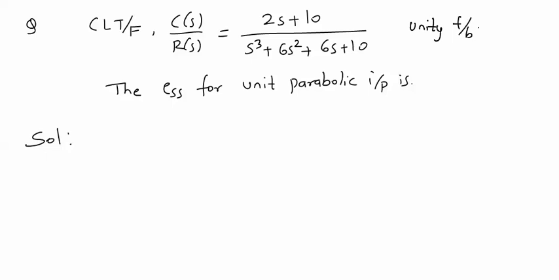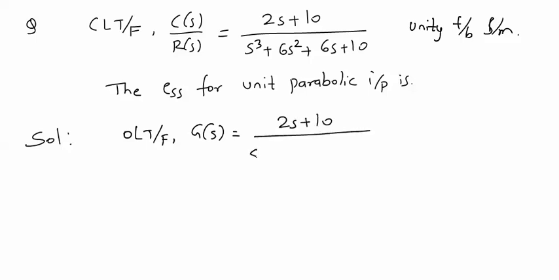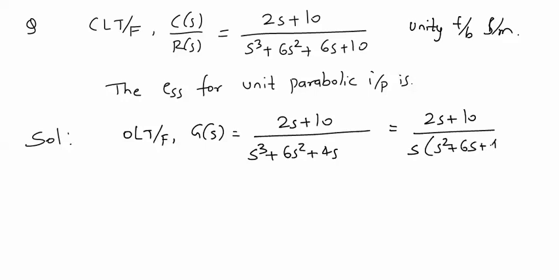So when it is a unity feedback system, to calculate open loop transfer function G of S from C of S by R of S, you just need to bring the numerator in and subtract. You need to subtract the numerator from the denominator. So you will get 2s plus 10 divided by s cube plus 6s square. If you subtract 2s from 6s, you will be left with plus 4s. That's it. The 10 will cancel each other. So now this is 2s plus 10 divided by s into s square plus 6s plus 4.